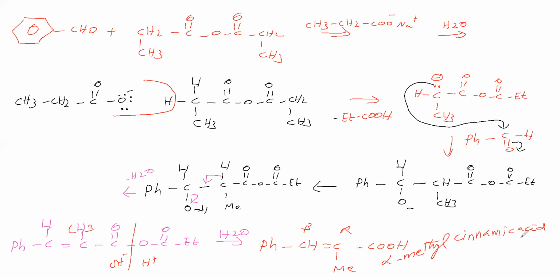The remaining thing is called cinnamic acid. Therefore, we can say it is alpha methyl cinnamic acid. Sir, this is about the Perkin reaction.